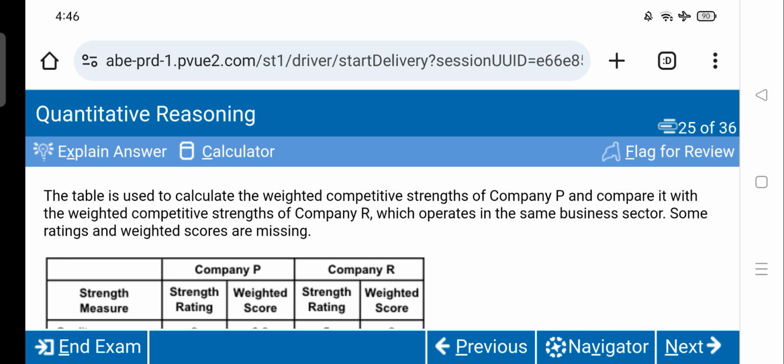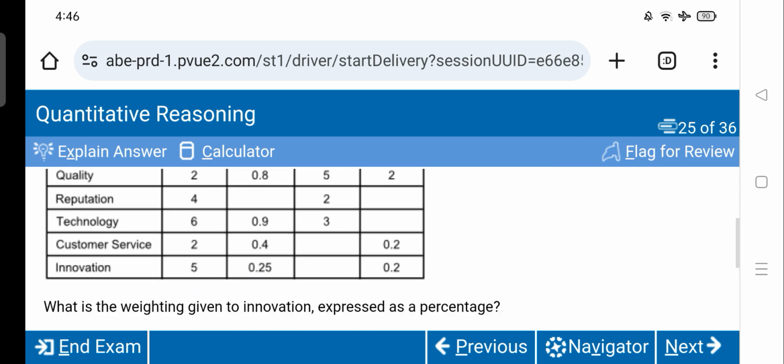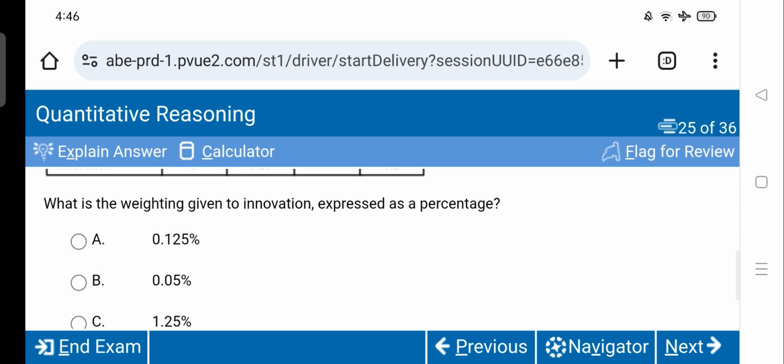which says the table is used to calculate the weighted competitive strengths of company B and compare it with the weighted competitive strengths of company R, which operates in the same business sector. So some ratings and weighted scores are missing. So here we have this table with this information. The question is, what is the weighting given to innovation expressed as a percentage?